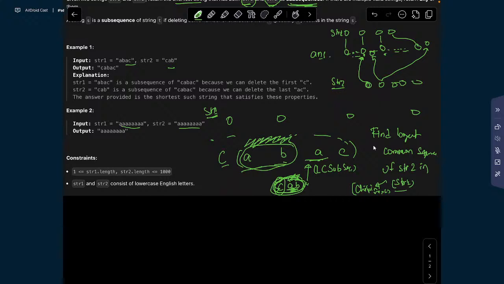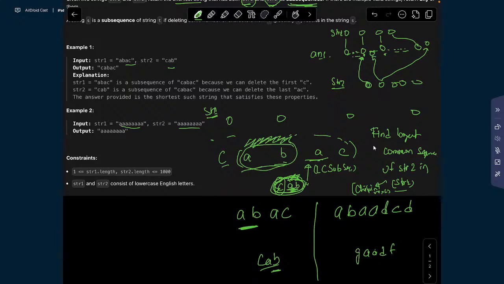Now there are possibilities. Here in the problem we saw that ABAC was there and CAB was there. This part was common with this one. Now there might be cases where we have an example like AATFG. In this case, this particular part is common, so we need to chip in G in this region, and in this region we need to chip in F.